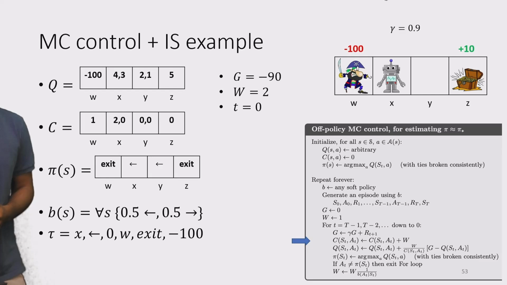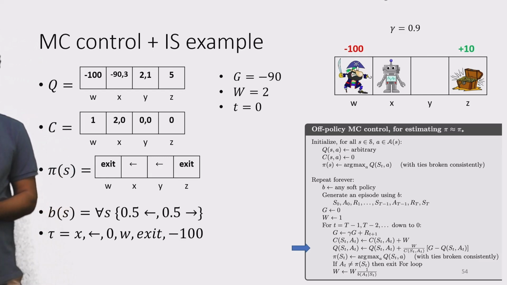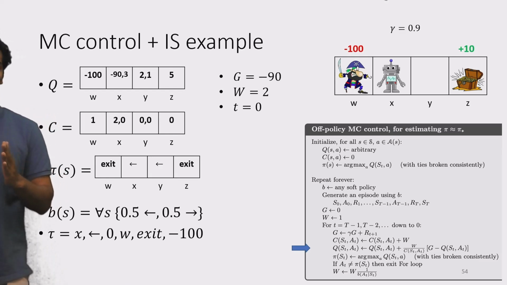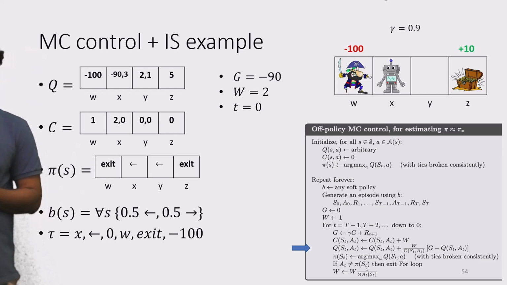Before it was 4. Now the action's value is exactly the G, the return that we have so far, because we use weighted importance sampling. It's only a single trajectory, so whatever importance sampling ratio we have will be weighted by itself. We're not dividing by the number of episodes. The number of episodes is 1. This always happens in the first episode, where you update it to be exactly the returns. In the next round it will change.